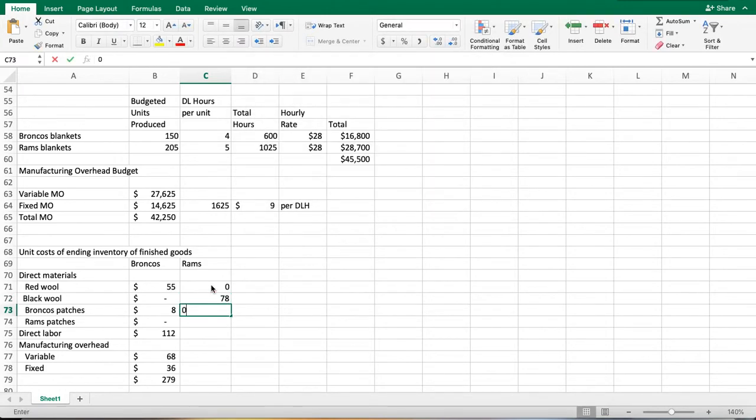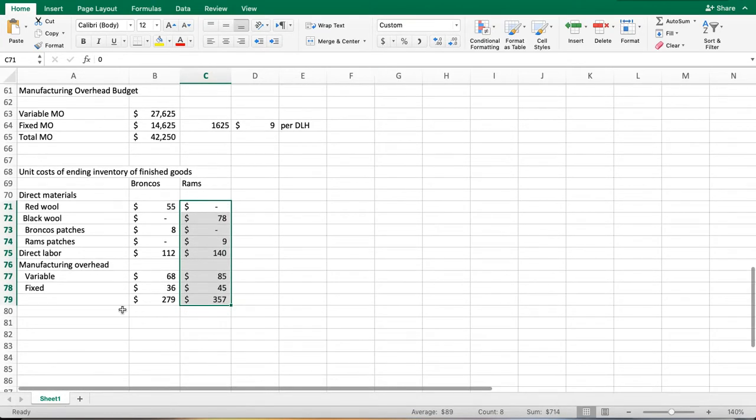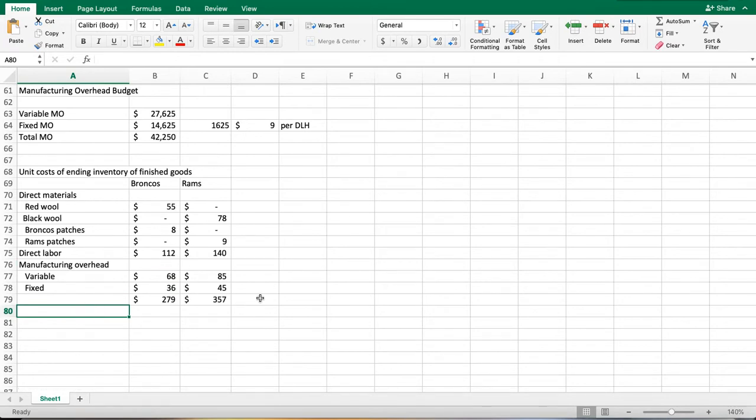For the Rams blanket, it's 0, but there are, it's $13 a yard, and there's 6 yards. The patches are $9 each. The direct labor, we pay $28 an hour. It takes 5 hours to make one of those. Variable is $17 an hour. And again, it takes 5 hours. Fixed, it's $9 per direct labor hour, and there's 5. And so if we add all of that together, we come up with the total unit cost for that as well, which is $357. Okay, so that's our per unit cost for each of these, based on our budgeted numbers.